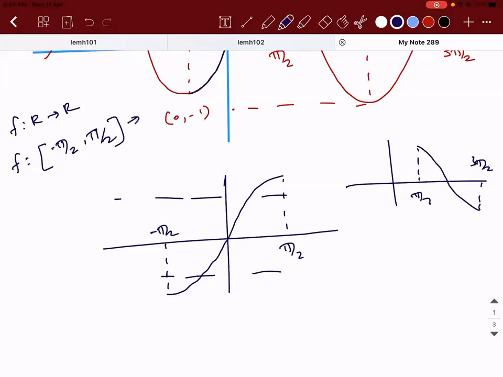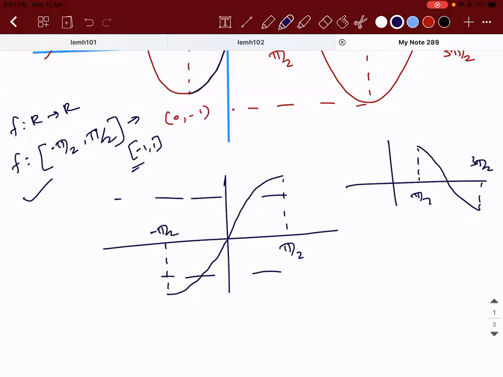Now what change should I do to the codomain to make it an onto function? Minus 1 to 1. So I need to restrict the range to minus 1 to 1. Now I can say this function mapped from minus pi by 2 to pi by 2 to minus 1 to 1, sin x, is one-to-one and onto. Now you can find the inverse for it. So this is the first step that we need to achieve.